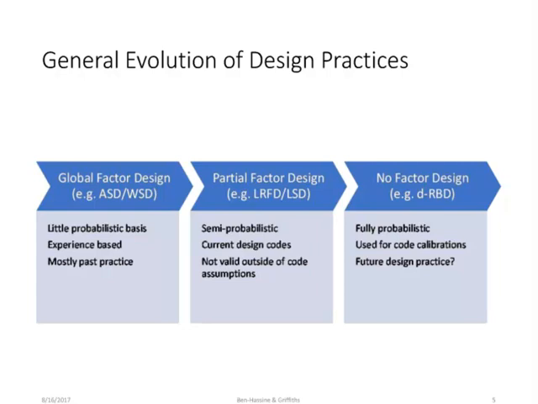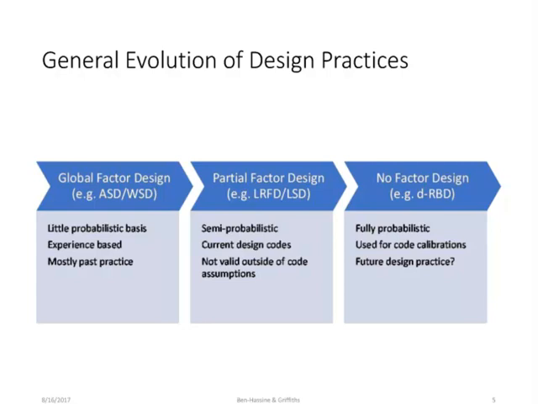And this method is mostly based on experience. So if you assign a global factor of safety, experience has shown that a factor of safety of so-and-so has given good results, so that is adopted. But it doesn't have a lot of probabilistic underpinnings.